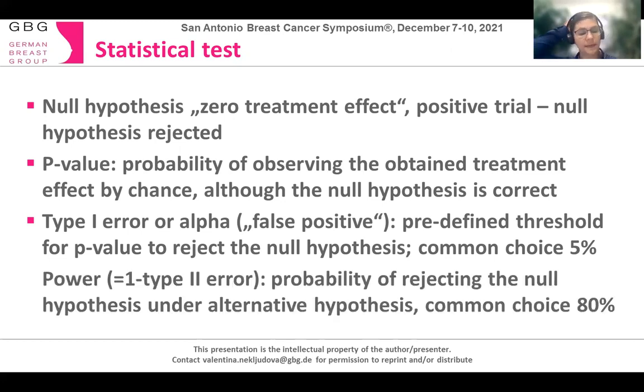When we plan a trial, we want to be pretty sure that we will be able to generate proof of an effect which really exists. To be able to do that, we need enough patients. We want enough power to reject the null hypothesis, and power is just the probability to reject the null hypothesis when the alternative is true. Power depends on the effect size and on the number of patients.